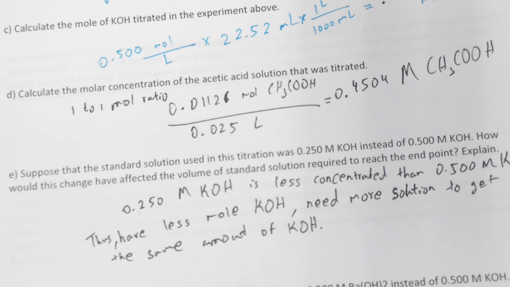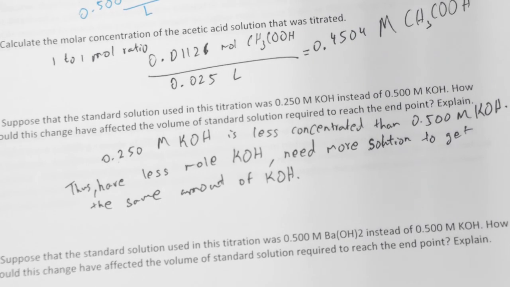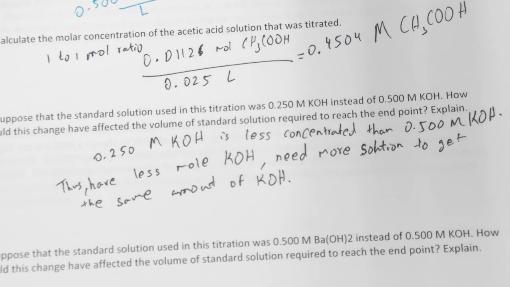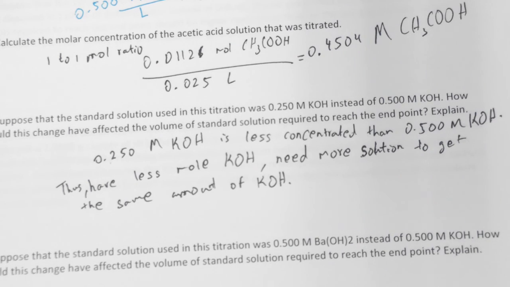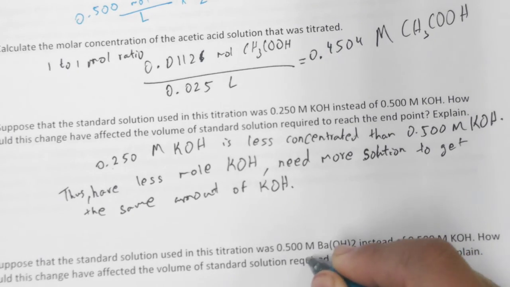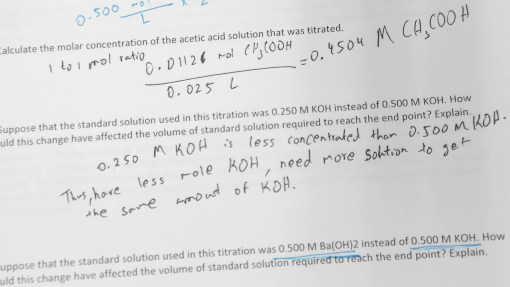Now, how about the other one? What if I'm using 0.5 molarity of Ba(OH)2 instead of 0.5 KOH? What do you think? Same concentration. Are you going to need to use more or less solution? Let's compare them. What do you know about these things? They're the same molarity. So are we going to use the same volume, less or more?